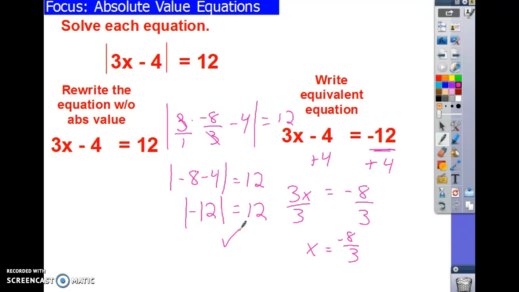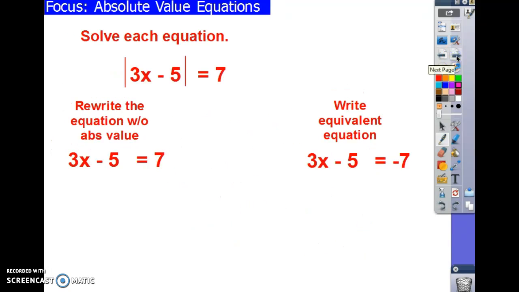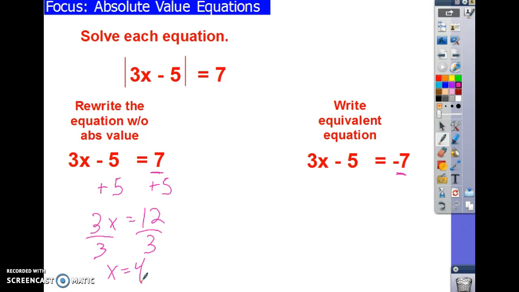Let's try another one. Over here, we have the absolute value of 3x minus 5 equals 7. So we're going to rewrite, again, without the absolute value for a positive and a negative, because we know that the absolute value of positive 7 equals 7, and the absolute value of negative 7 equals 7. So now we solve. Plus 5, 3x equals 12. Divide by 3, x equals 4. Plug it back in and check.